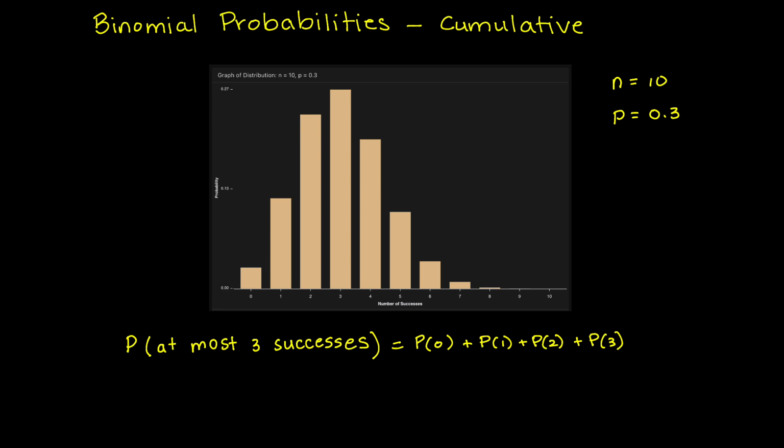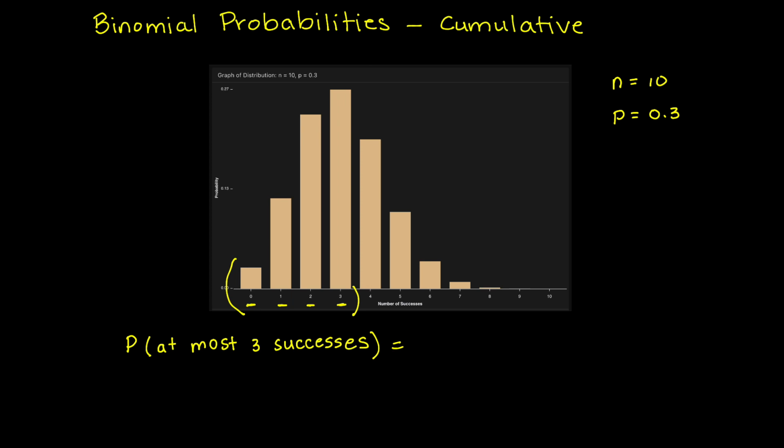So we want to calculate those 4 probabilities and then add them together, but that seems like a lot of work. So rather than doing that, I look at my binomial distribution. We're talking about 0 successes, plus 1, plus 2, plus 3. So I want to find the total of these 4 probabilities that we have here.